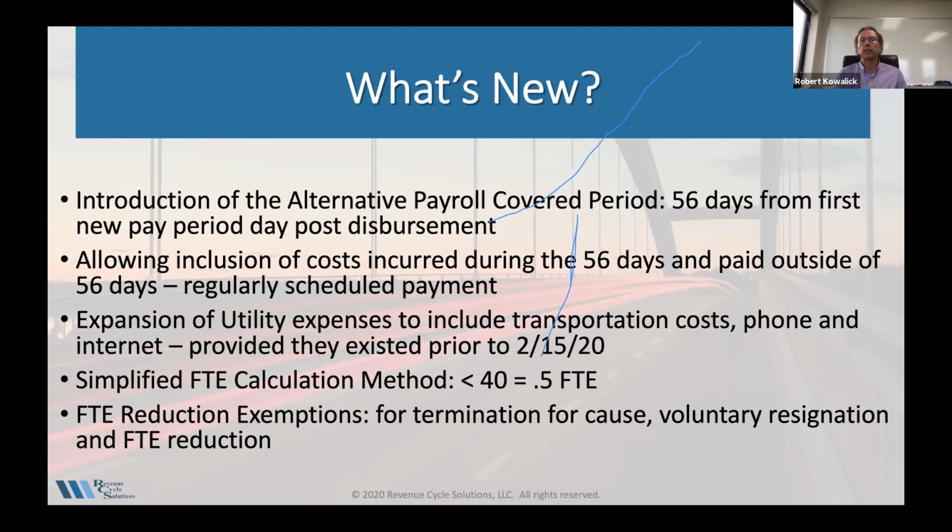Utility expenses have been expanded to include transportation costs, phone, and internet costs, provided that those obligations existed prior to February 15th. There is an alternative simplified method for calculating FTE. Basically, if you're less than 40 hours, you can be counted as a 0.5. I'm not saying that's going to make sense, but it is an option. There are exemptions for FTE reductions that occur for various reasons. So if you terminated someone for cause, if there was voluntary resignation or voluntary FTE reduction, time work schedule reduction, there's now a mathematical way for you to not be negatively impacted due to those scenarios.